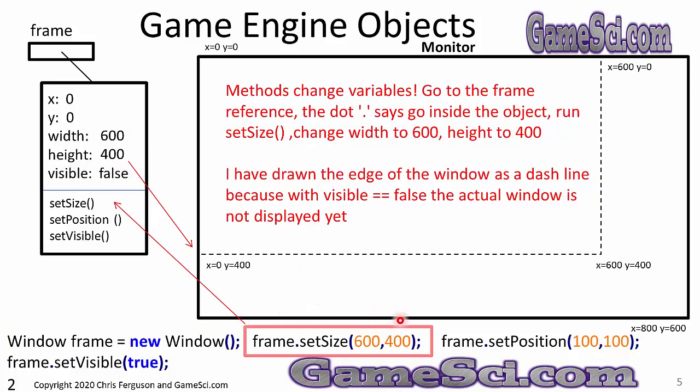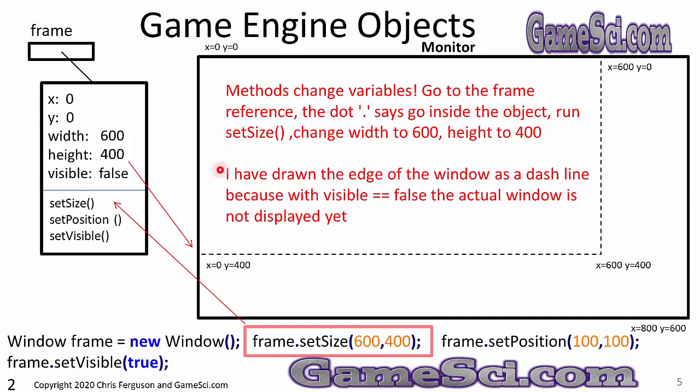Frame.setSize 600 by 400. I'm going to take these parameters, send them to the setSize method, and the setSize method is going to change the width and height. Methods change variables. Go to the frame reference. The dot says go inside the frame object and run the setSize method. Change the width to 600 and the height to 400.